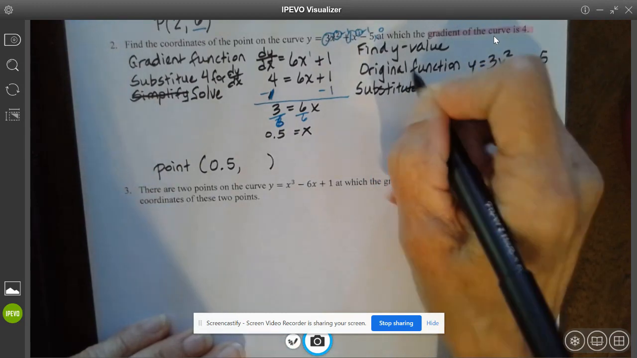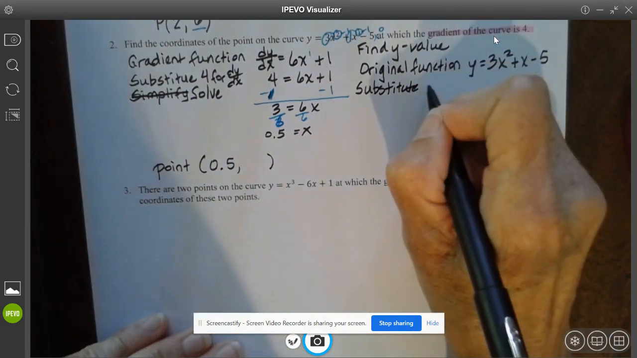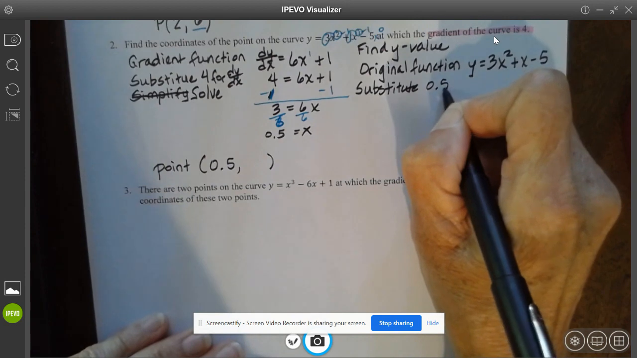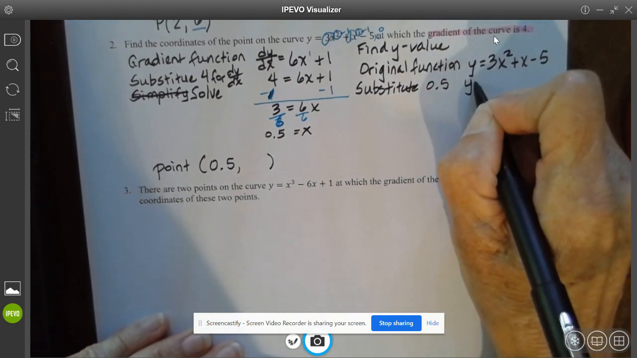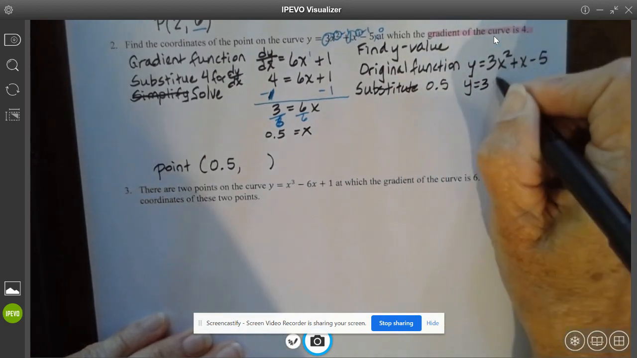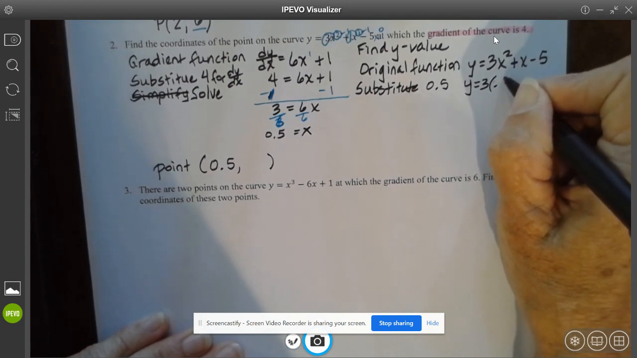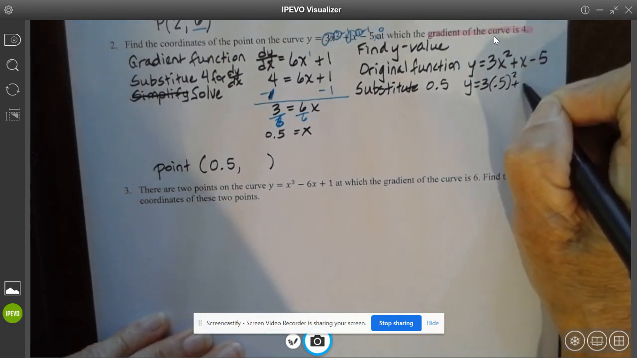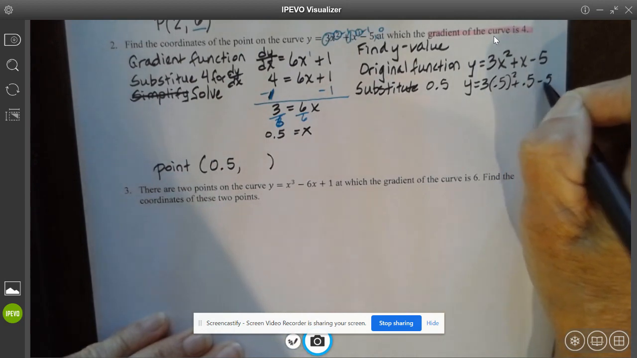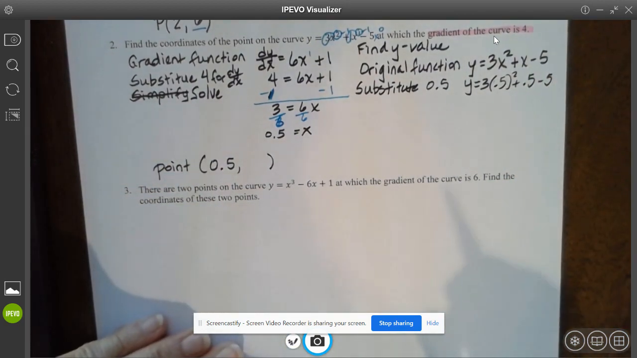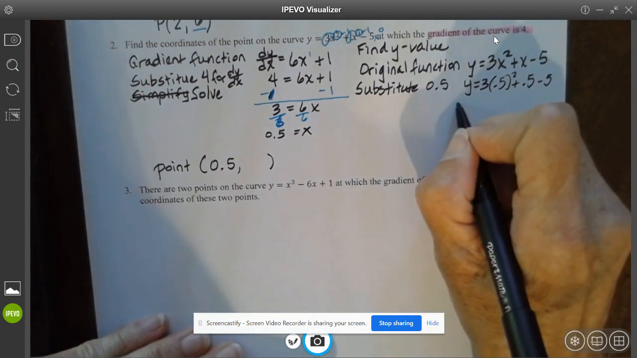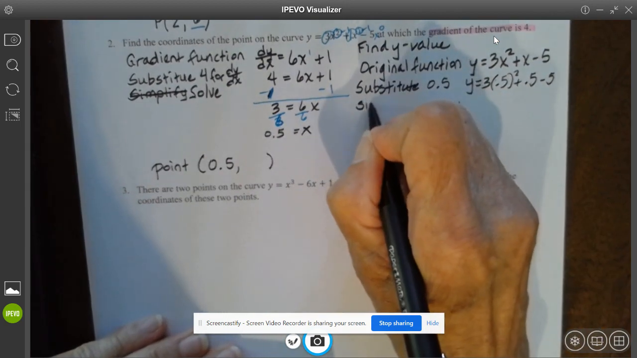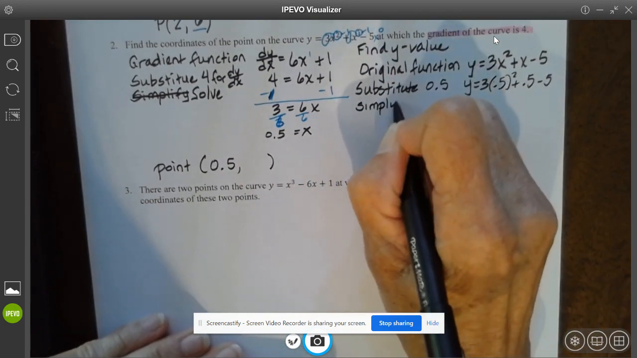Substitute. What was our x value? 0.5. We want to substitute 0.5 for x. I'm not writing for x because I ran out of room. So 0.5 squared plus 0.5 minus 5. I even ran out of room for the zeros. So now you're going to simplify. You don't need to solve, we just simplify.